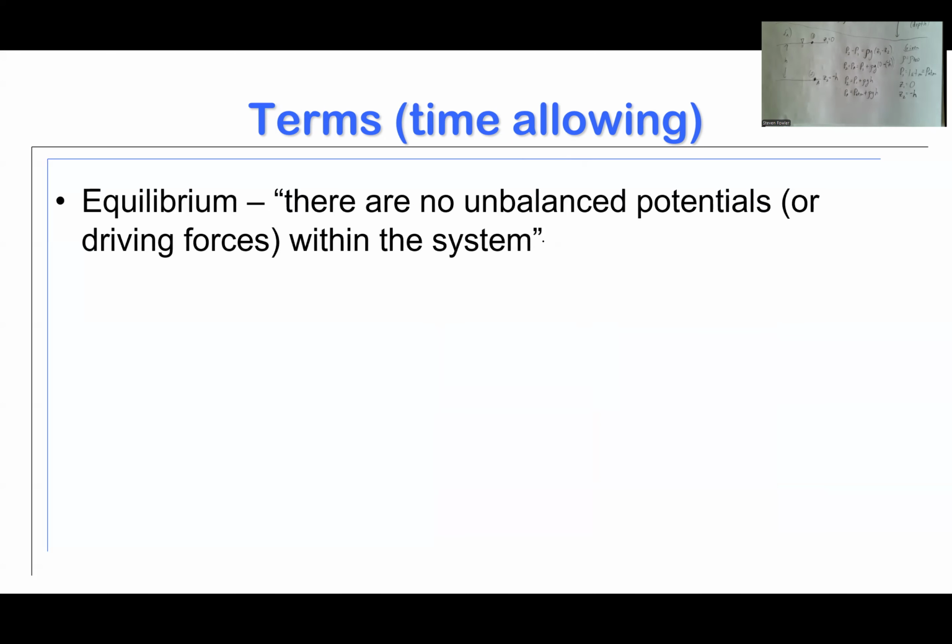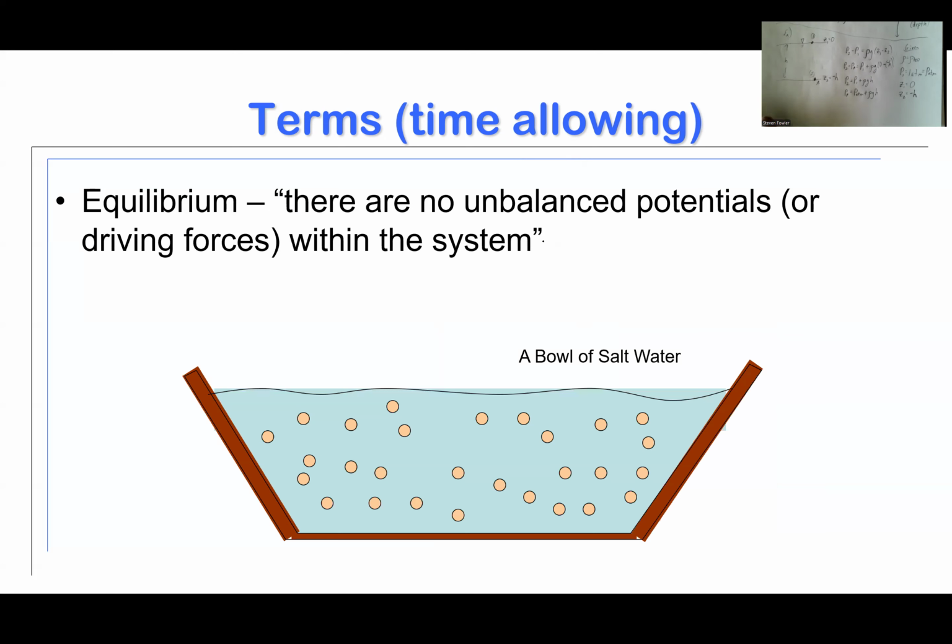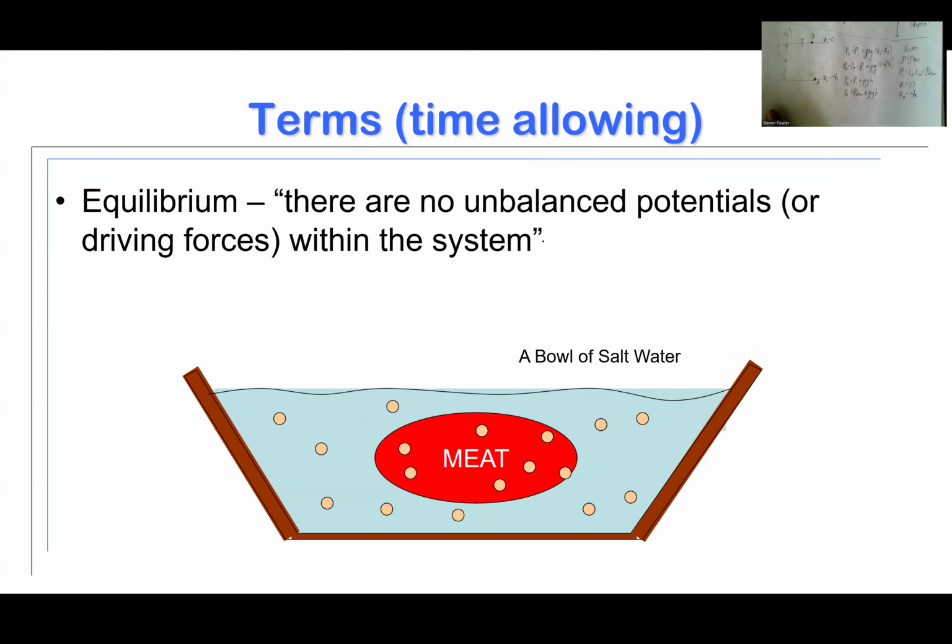Equilibrium is when there are no unbalanced potentials driving within the system. Often that means the fundamental property that drives the system is the same or not changing as time goes on. I always love this example. I'm a food engineer by training, so take a hunk of meat and drop it in a bowl of water, basically a brine solution with a high salt content, and let it sit. It's going to absorb salt molecules as it sits in there. At some point, you'll reach an equilibrium where the salt entering the meat is equal to the amount of salt leaving the meat going back into the water solution. That's when you reach equilibrium.